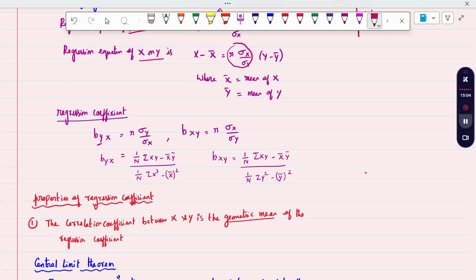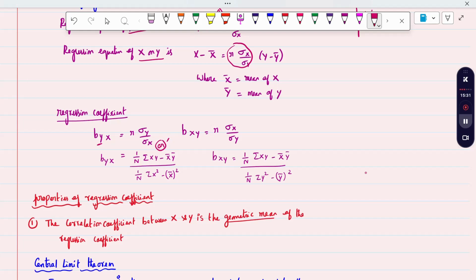The regression coefficient can also be in another format. If r is not given and only x and y are given, I can calculate it also. byx is 1 by n sum of xy minus x bar y bar, divided by 1 by n sum of x square minus x bar the whole square. In the same way, bxy is 1 by n sum of xy minus x bar y bar, divided by 1 by n sum of y square minus y bar the whole square.